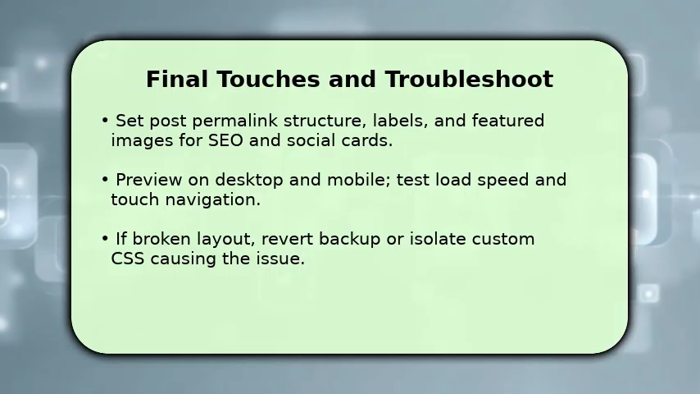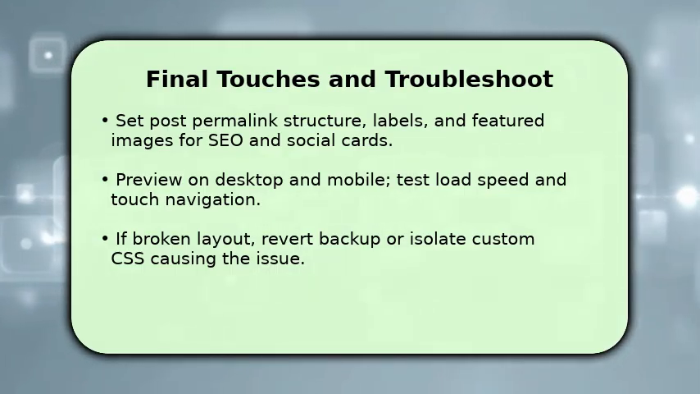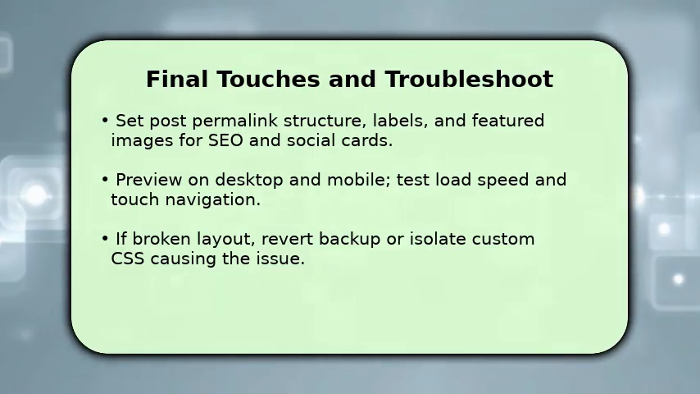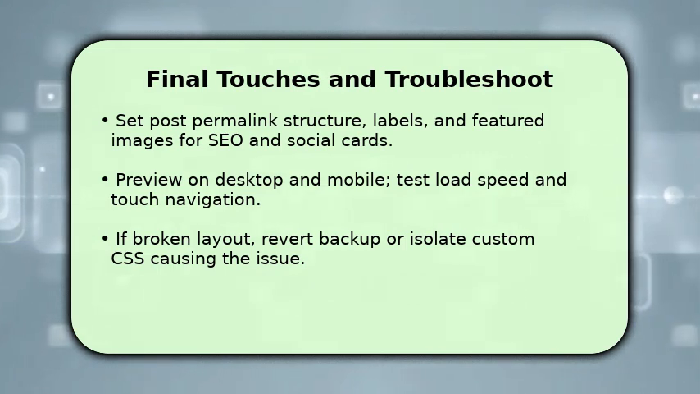If something breaks, first isolate custom CSS by disabling snippets. If that fails, restore your exported XML backup. This troubleshooting flow quickly identifies the issue and gets your blog back online with minimal disruption.